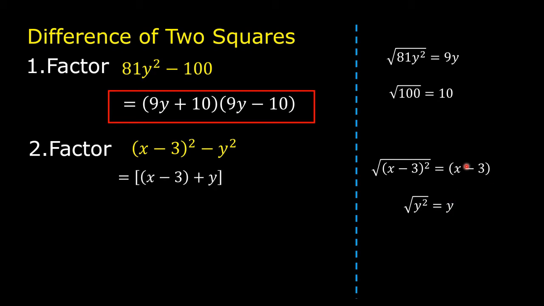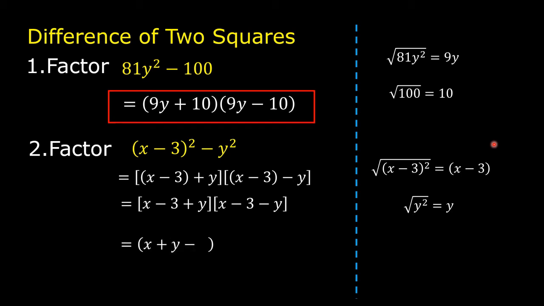So we have the quantity x minus 3 plus 2y, the quantity x minus 3 minus 2y. Remove this parenthesis and this one, which are inside the other grouping symbols. So we have now x minus 3 plus 2y, x minus 3 minus 2y. Arrange the terms. So our answer is the quantity x plus 2y minus 3 times the quantity x minus 2y minus 3.